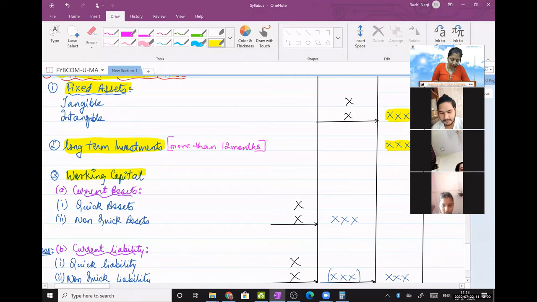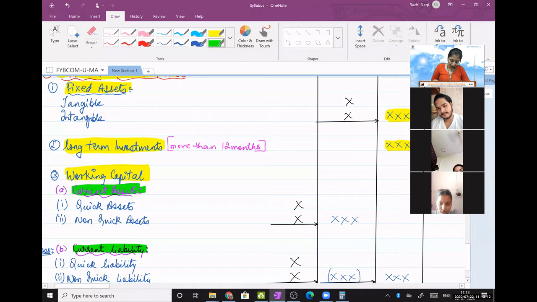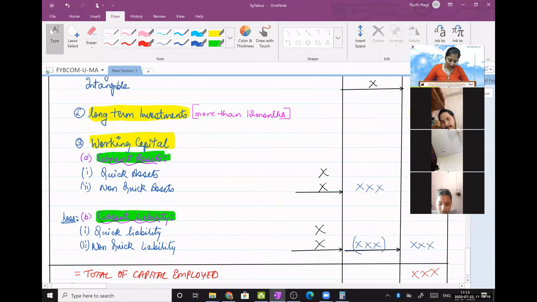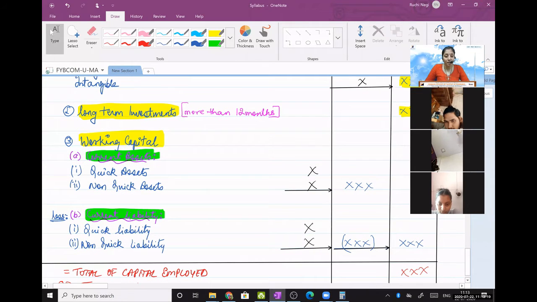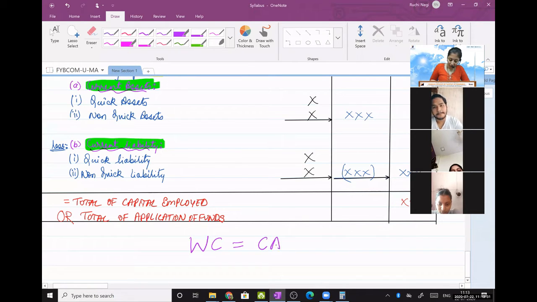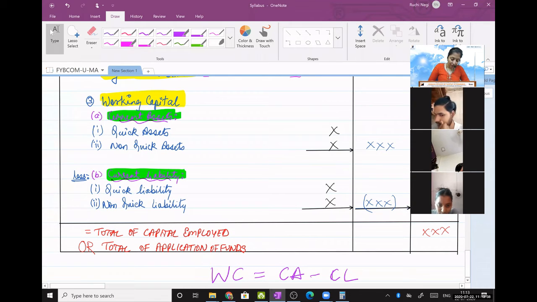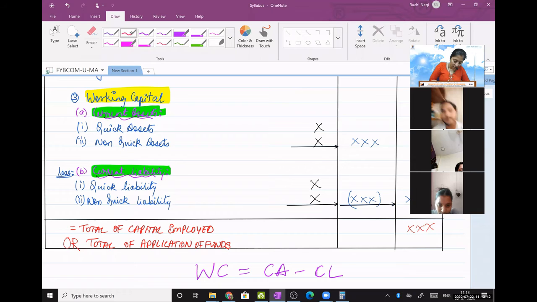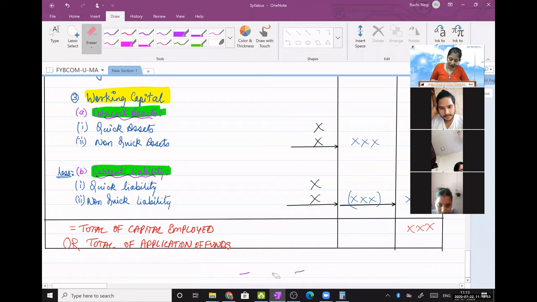Next, working capital. Okay, and under working capital, current assets and current liability. Okay, so what is working capital? It is the difference between current assets and current liability. So this is the equation of working capital. I'm writing it here down. Working capital is equal to current assets minus current liability. Okay, so if you look into the statement, see current assets minus, can you see here? Minus less current liability is working capital. Clear? Okay. Working capital is current assets minus current liability.